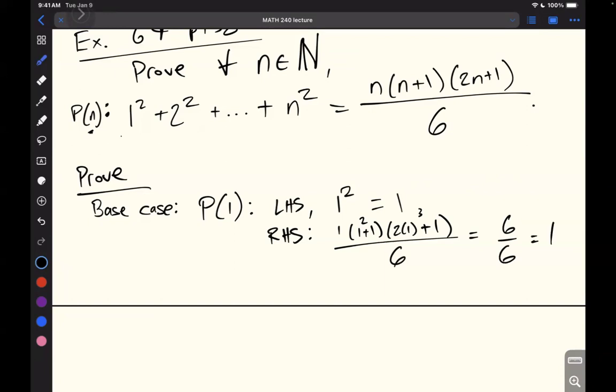which is 1. So notice that I'm tackling both sides of the equal sign separately because I can't assume what I'm trying to prove. And so we get that the left-hand side equals 1, the right-hand side equals 1, 1 equals 1. So we've proved the base case. So left-hand side is equal to the right-hand side. Check mark.